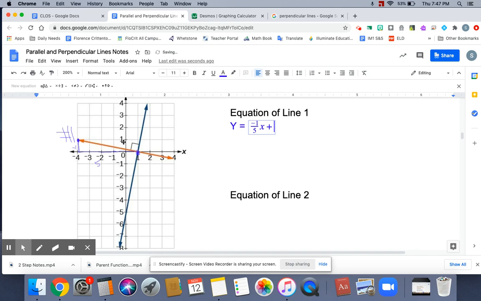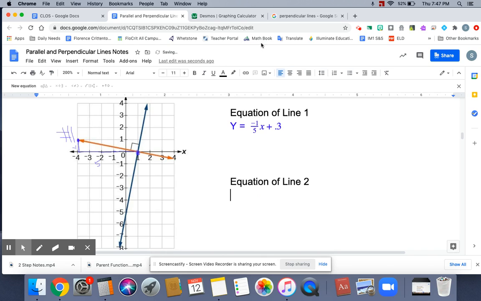And then plus my y-intercept. Where is the orange line crossing the y-axis? It's definitely a decimal. That's less than half. Maybe it's like 0.3. If you guessed 0.2, 0.3, anything like that, it would work. Well then, for my equation for line 2, it's y equals slope x plus b.